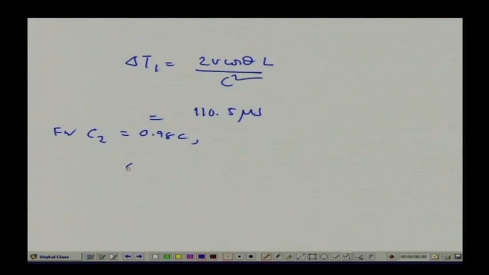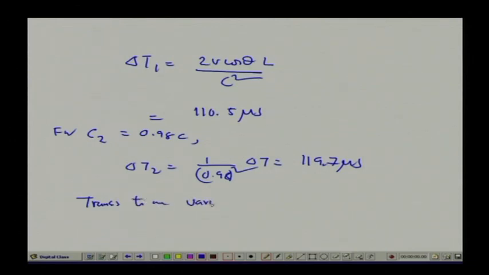So, we have delta T2 equal to 1.98 whole square into delta T equal to 119.7 microsecond. So, this will lead to the transit time variation. So, the transit time variation is equal to plus minus 3.9%. This is our answer, right.